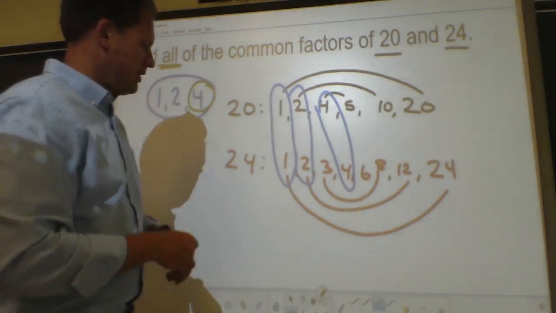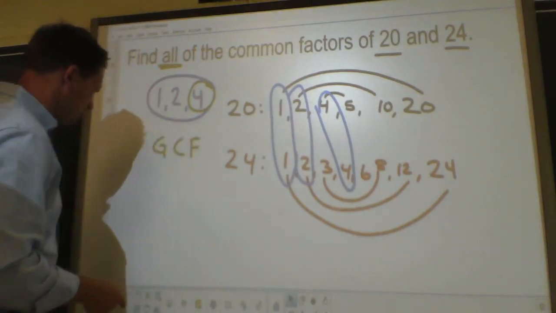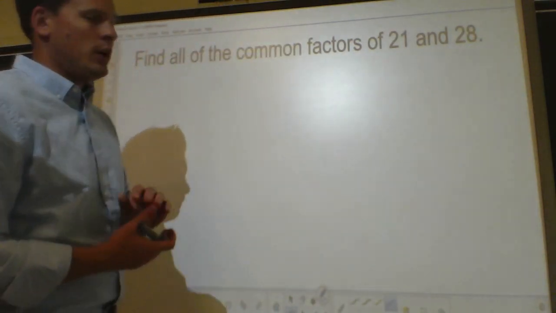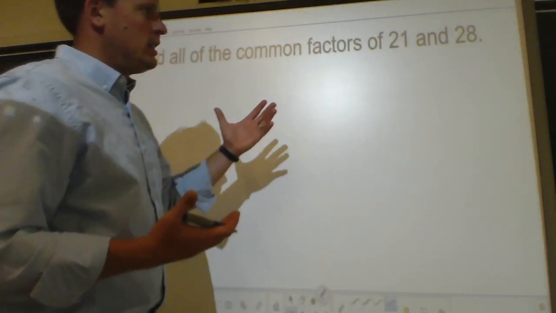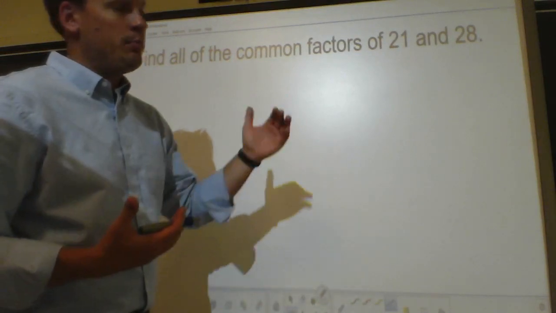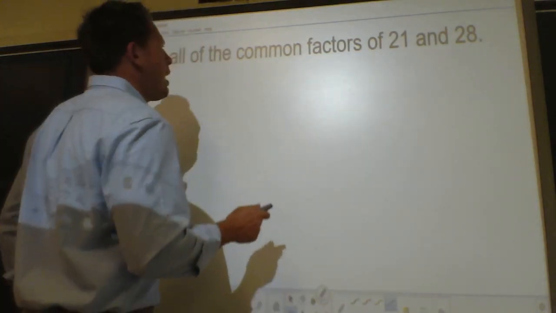If you feel like you know what you're doing, please pause me, do it on your own, and then check when you're done. All you're doing is making factor rainbows of each number and circling the numbers that are on both lists. That's really all that common factors are.